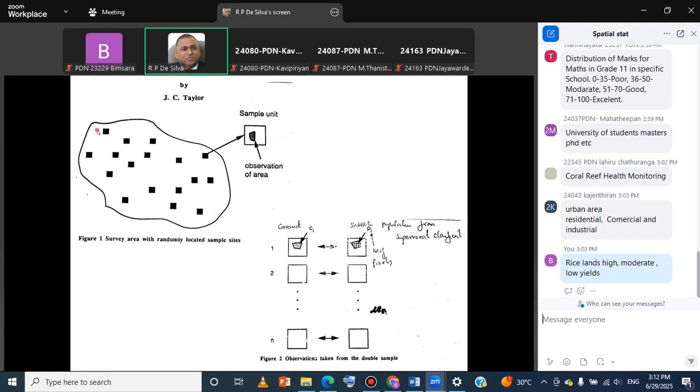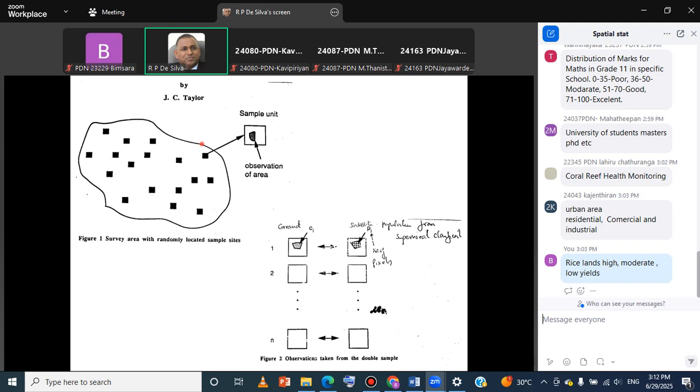what you can do is take some samples. So this is a sample unit, one square, and then say what our observation is from this area. In this area, we have different land uses. But we want to estimate, say, for the Kurunegala district. So this is the district boundary. We want to know what is the exact area of paddy in the Kurunegala district, right?